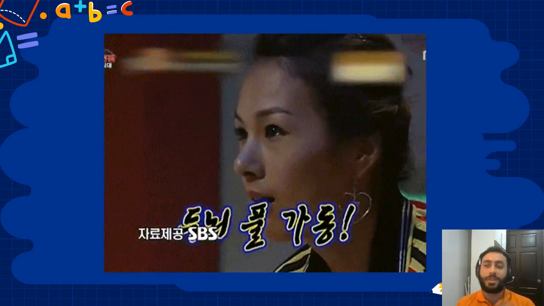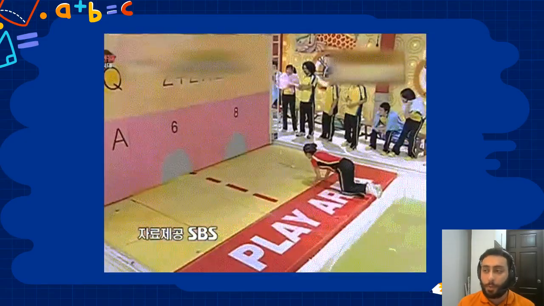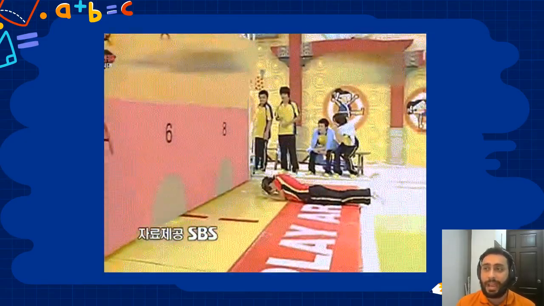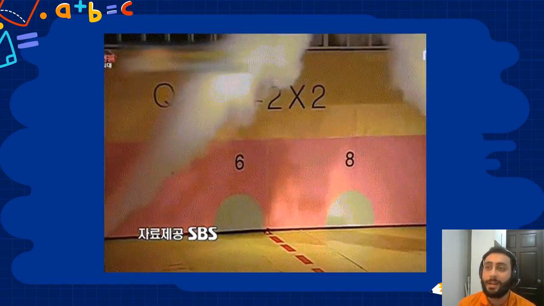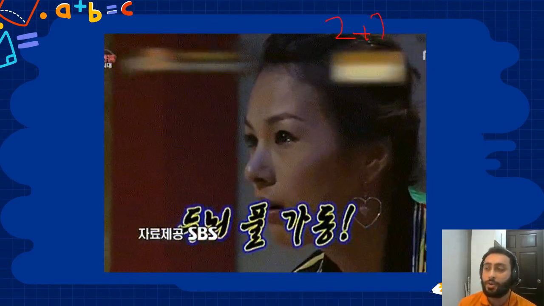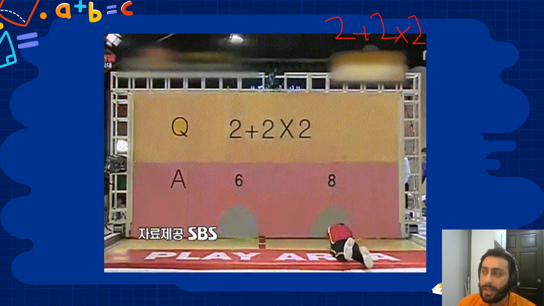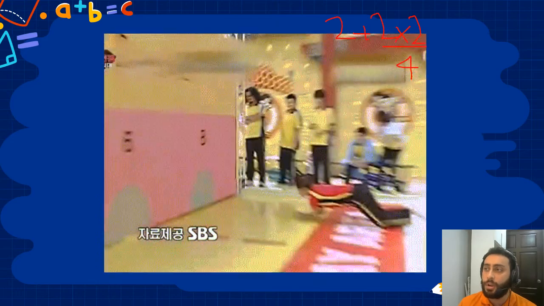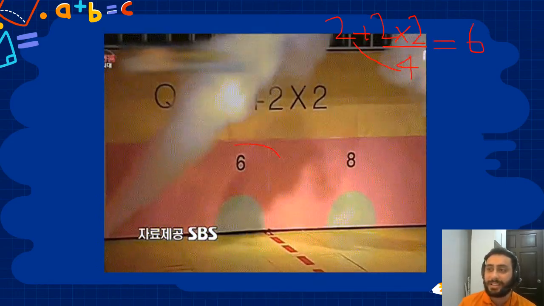So you see, knowing BEDMAS is important. Look, she doesn't know BEDMAS. She thinks the answer is 8. But no, the answer is not 8. See, 2 plus 2 times 2. It's not 8. 2 times 2 is 4, and 4 plus 2 is 6. The answer is 6.